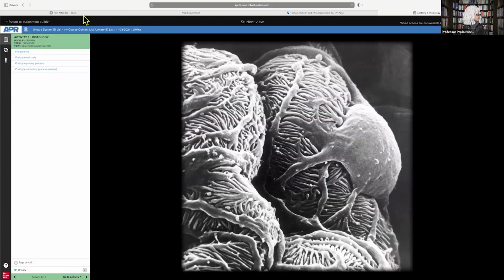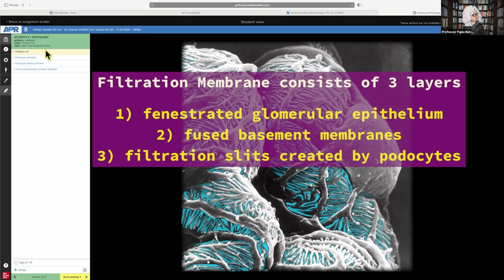This is looking at a podocyte. The podocytes make up part of the filtration membrane at the kidneys. In the nephron, and we'll talk about the nephron, the functional unit of the kidney, in another video. The podocyte cell body, primary processes, and the secondary processes. The secondary processes produce the filtration slits.